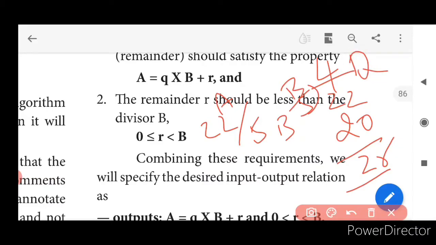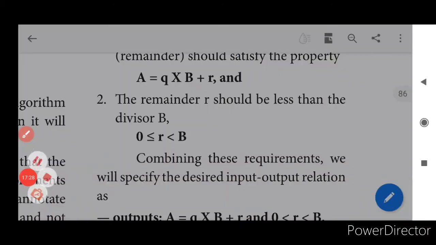Now let us have a look at this formula. What is the q value now? 4. What is the b value? 5. 4 5s are 20. What is the remainder? It is 2. So 4 5s are 20, 20 plus 2, it is 22. Is that clear, children? This is the formula that they have used over there.